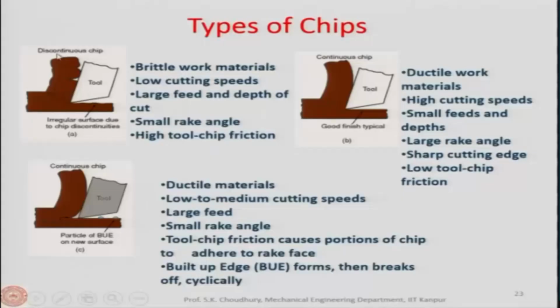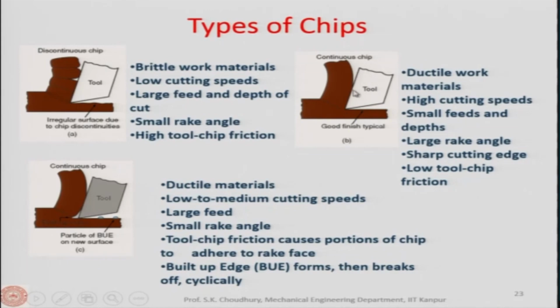By the chip morphology, or the type of chip that is being produced during the process, you can diagnose many things about the process, and you can improve the process by improving some of the parameters. So, let us start from here. One type of chip is the continuous chip.